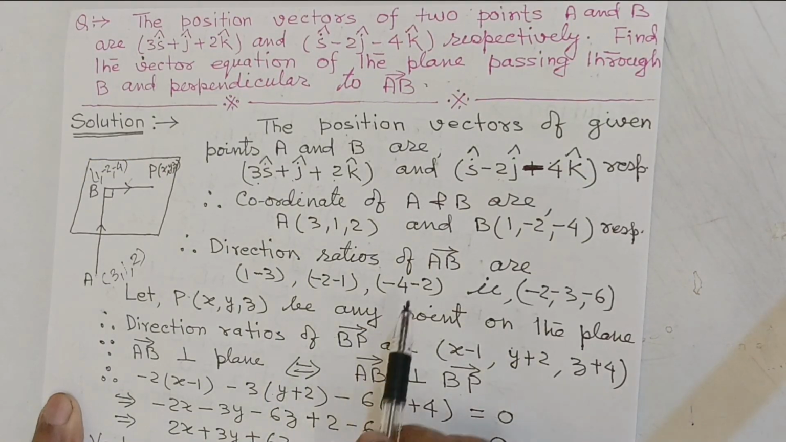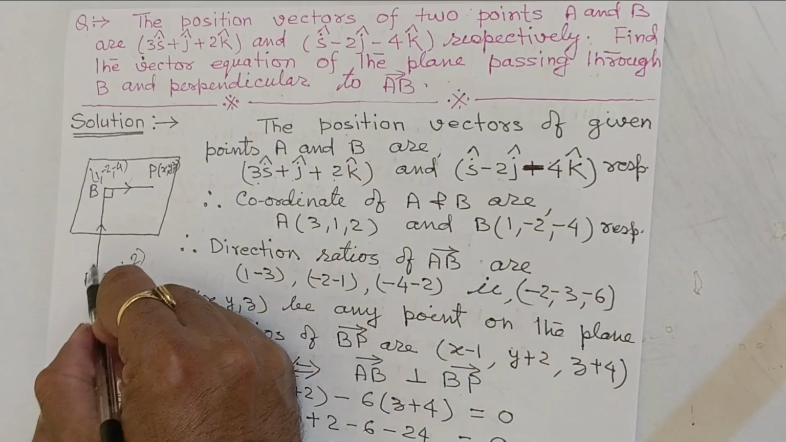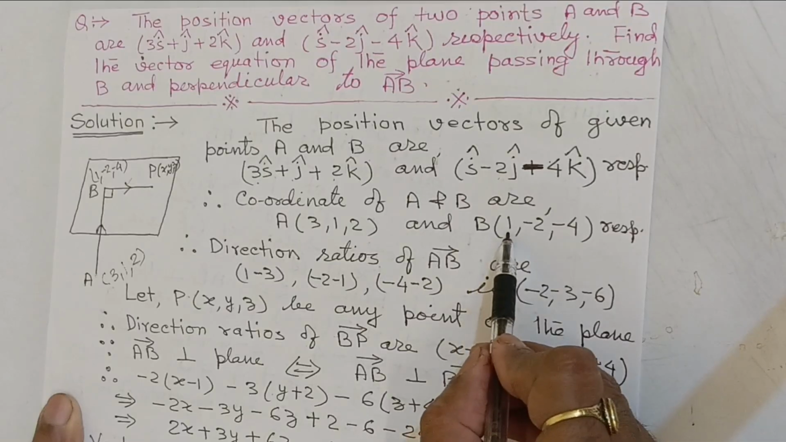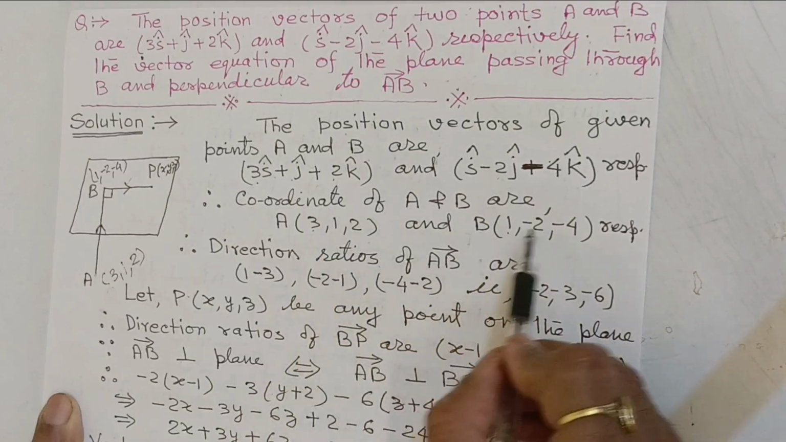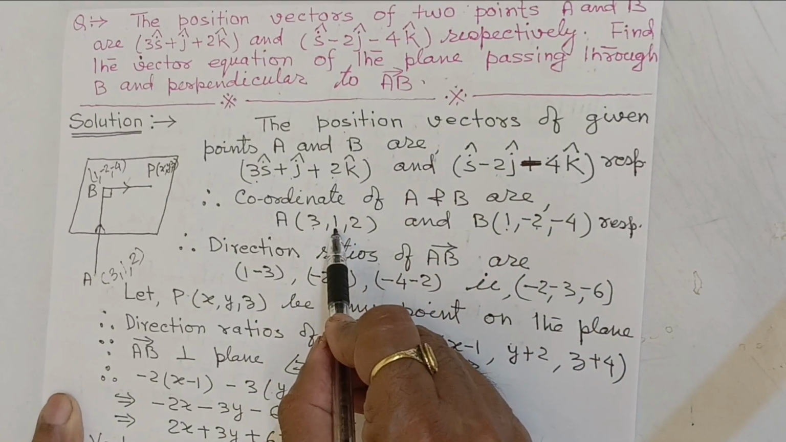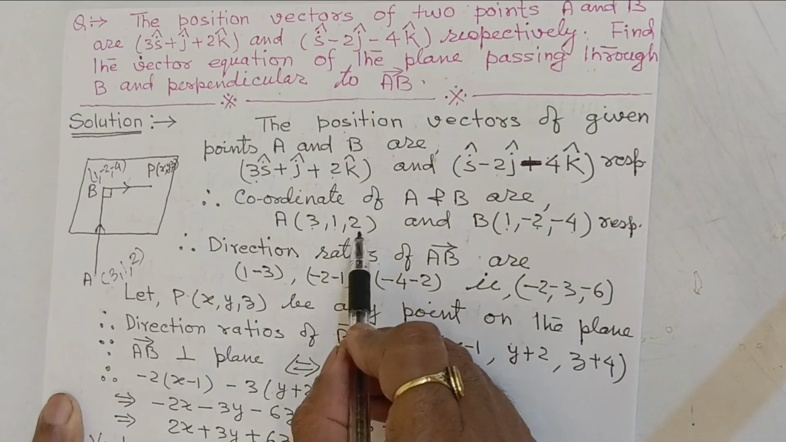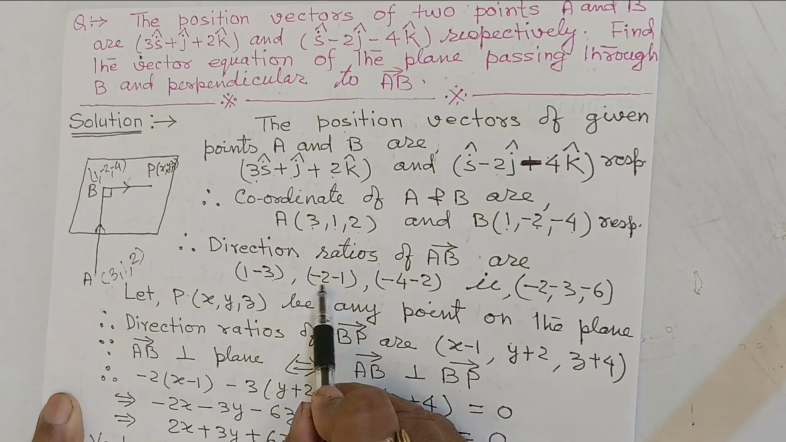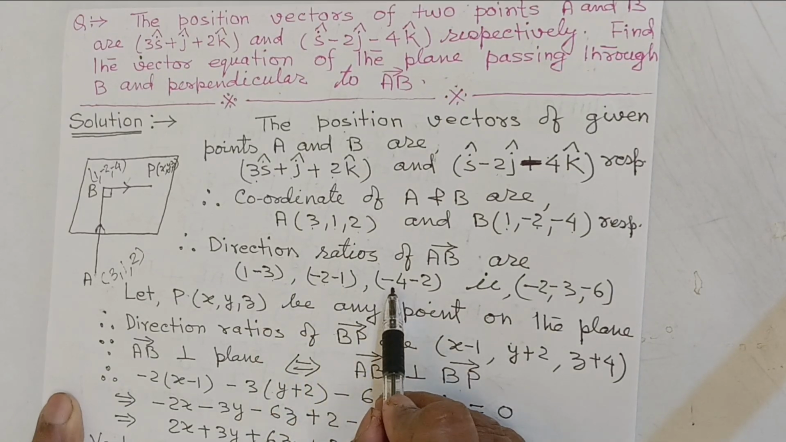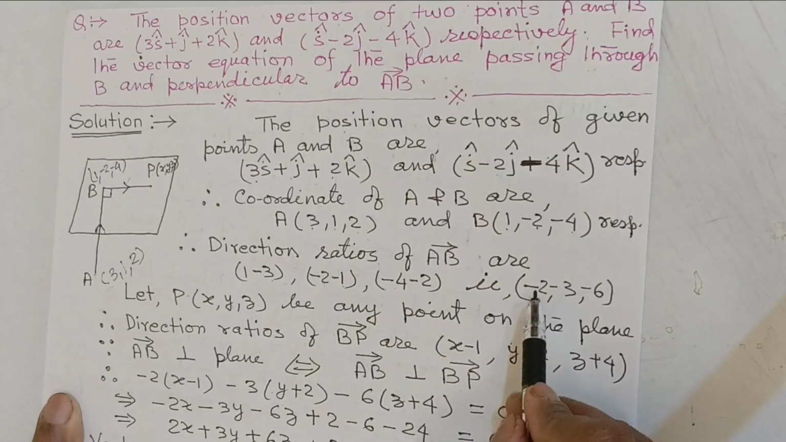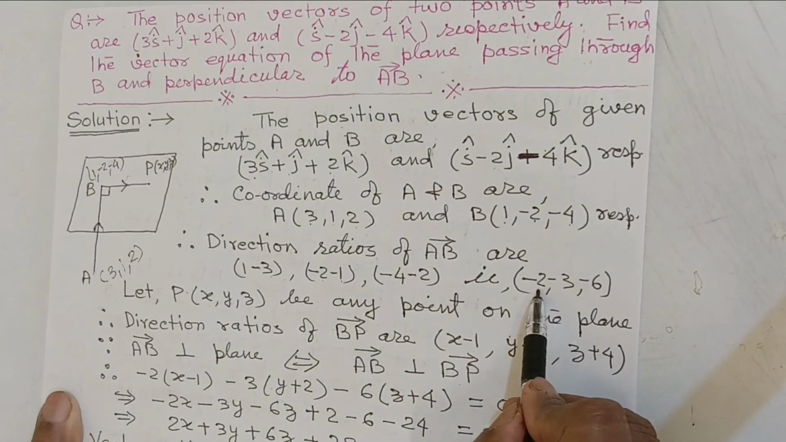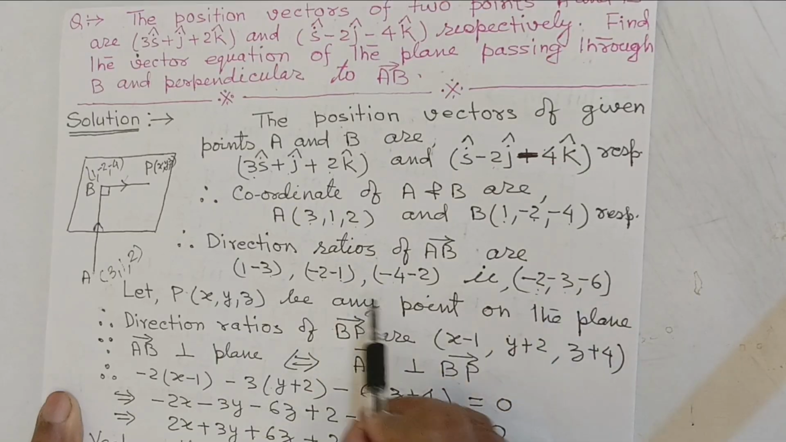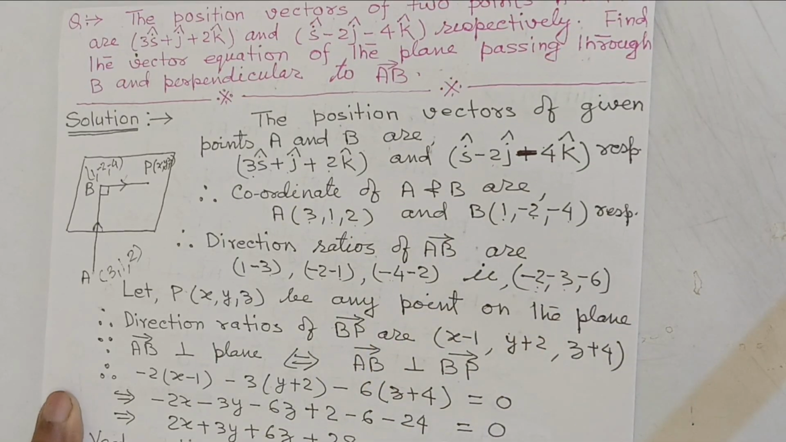The direction ratios of vector AB are 1 minus 3, minus 2 minus 1, minus 4 minus 2, that is, minus 2, minus 3, minus 6.